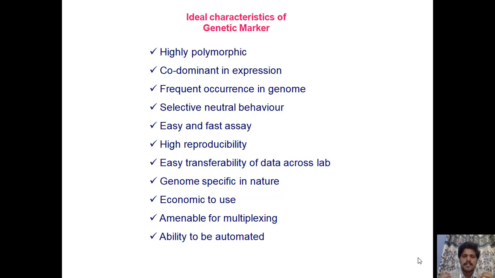So if we are doing something at a certain lab and getting some result, when it is performed at a different lab, it should replicate and should not vary. Then genome specific in nature. Then economic to use, cost effective and amenable to multiplexing. What is multiplexing? I will let you know shortly. And ability to be automated, in the sense that it can be subjected to a machine so that the machine does everything. So these are the characteristics which should be ideal for a genetic marker.